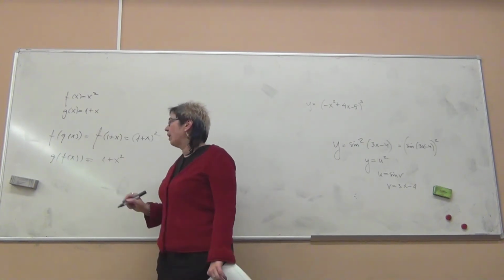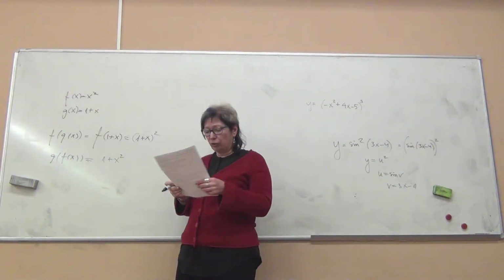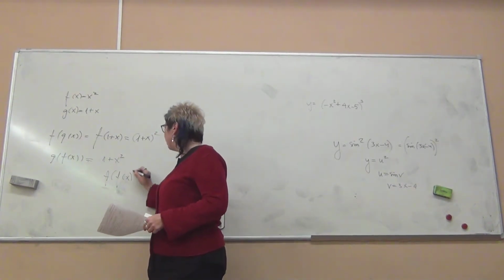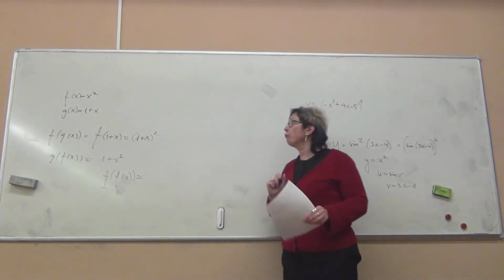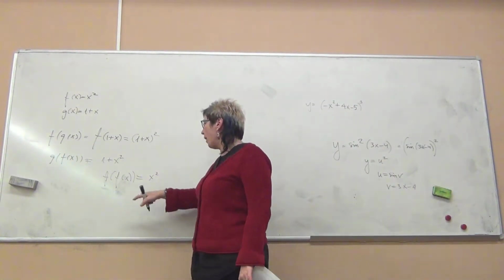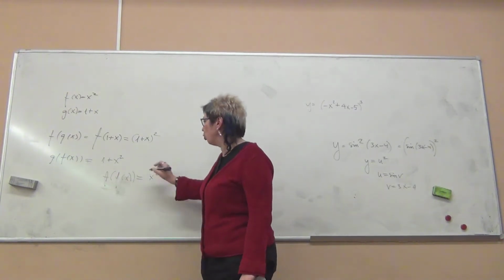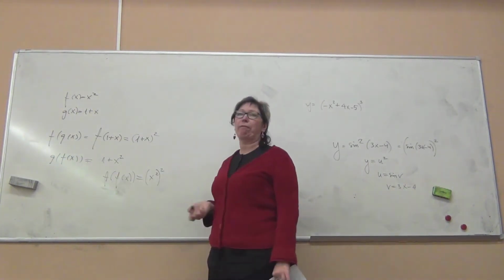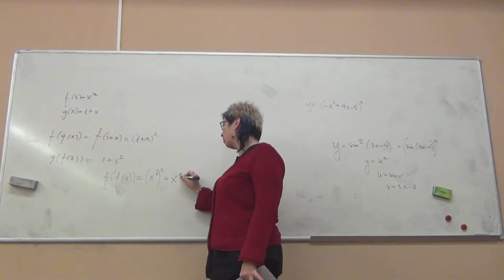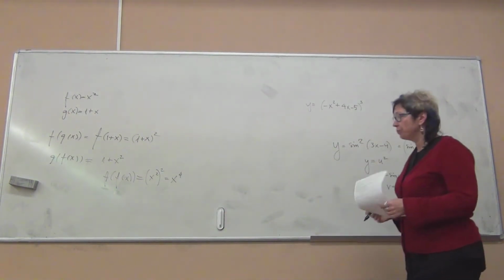Actually, we need to practice to get these as quickly as possible. f of f of x. The f function is x squared, and if we apply the f function to the result of the f function, it's x squared and squared again, so it ends up as x to the fourth.